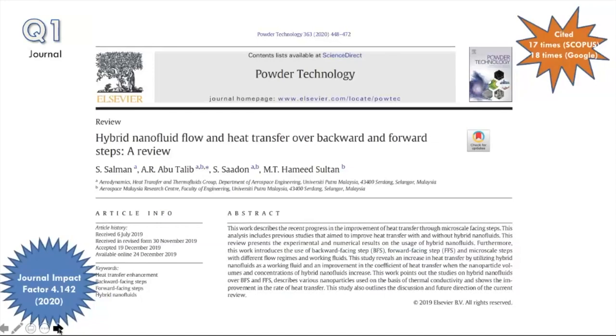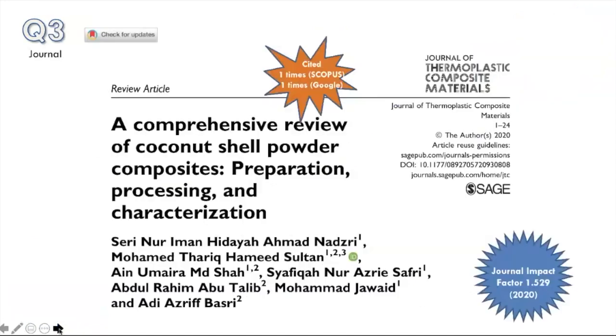Let us look into another example. This is one example of my publication. It is published in a Q3 journal, and it is low in citation, most likely because of the nature of the work being done. It is about coconut shell powder, and we look into a review on the preparation, processing, and characterization. This particular journal has an impact factor of 1.529, and it is called Journal of Thermoplastic Composite Materials.